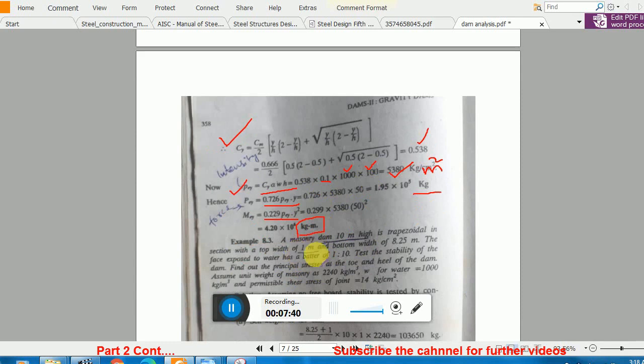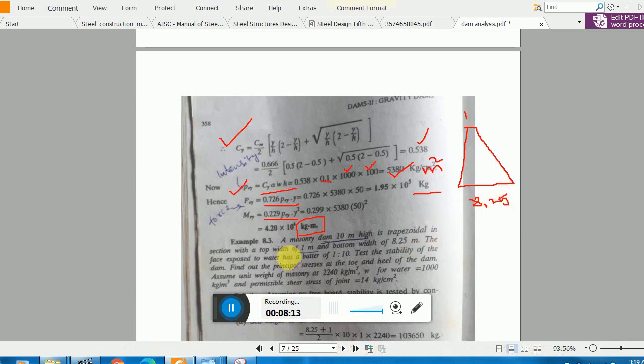We do a little part of this example 8.3 and the rest will be, inshallah, in part 3. Okay. A masonry dam 10 meter high is trapezoidal in section. Remember, trapezoidal in section means, okay, a shape like this. This may be vertical or it may be inclined. Okay. Trapezoidal shape. 1 meter its top width and bottom is 8.25. Clear?